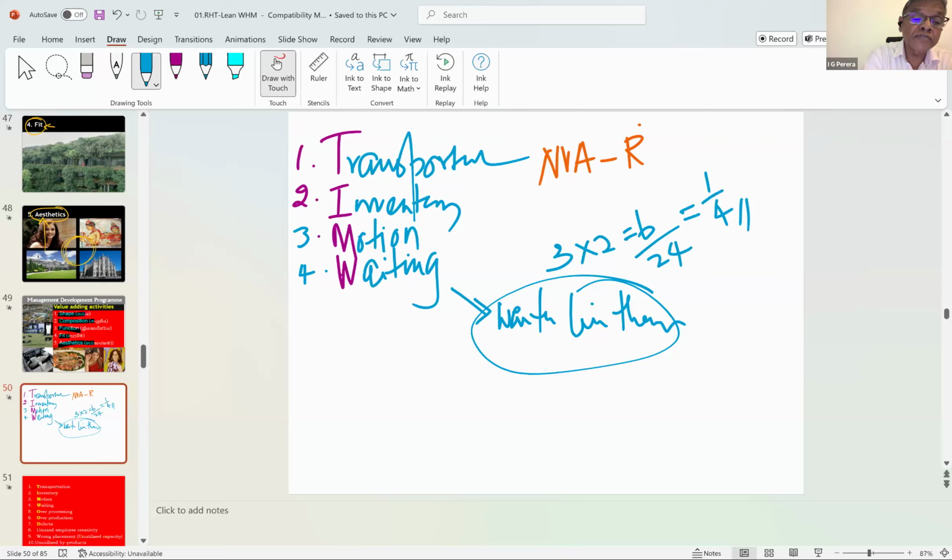And the fifth one is another killer: over process production. Overproduction. Overproduction means processing more than is needed.